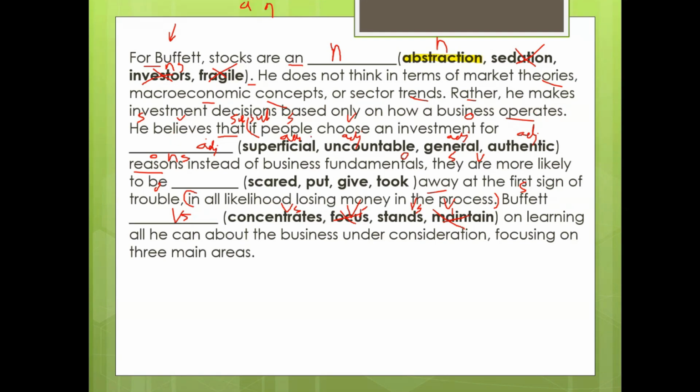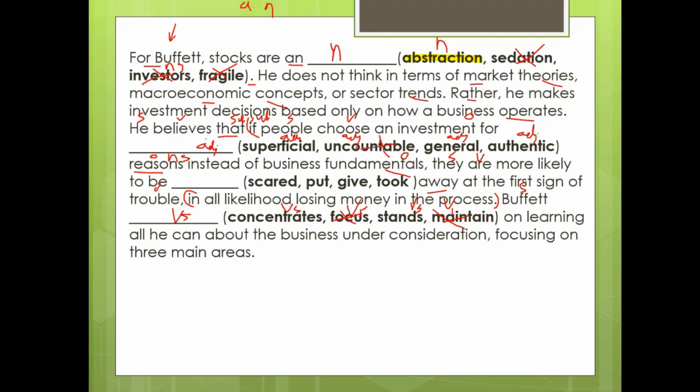He believes that if people choose an investment for dash reasons instead of business fundamentals, they are most likely to be dashed away at the first sign of trouble, in all likelihood losing money in the process. So what reason? Most people think in terms of market theories, microeconomic concepts, and sector trends. If people are investing in Bitcoin, everyone is going for it, kind of those things.